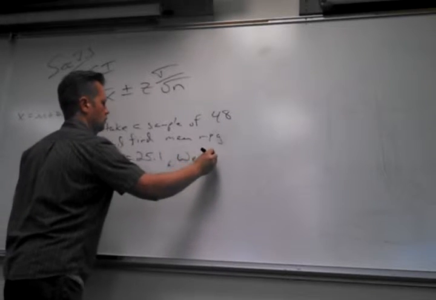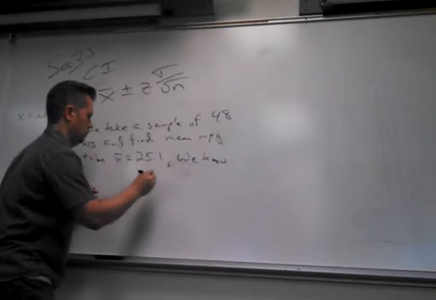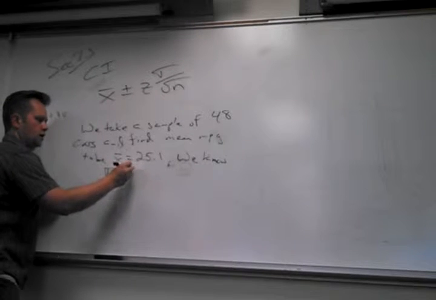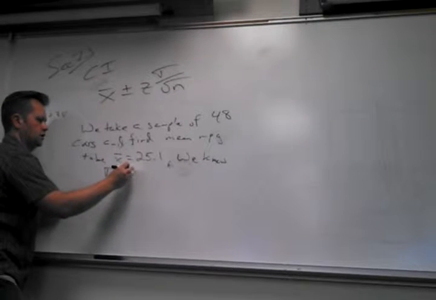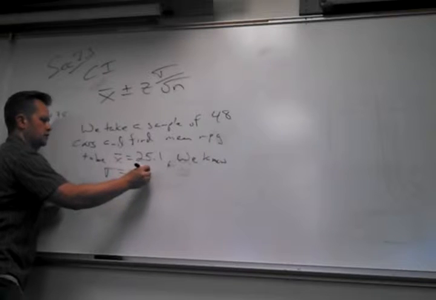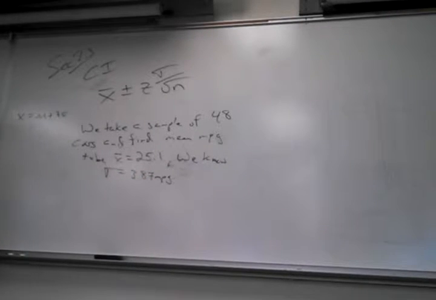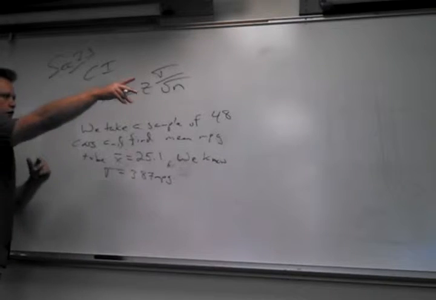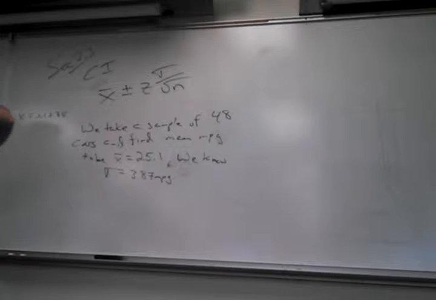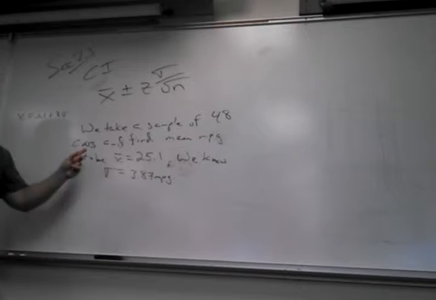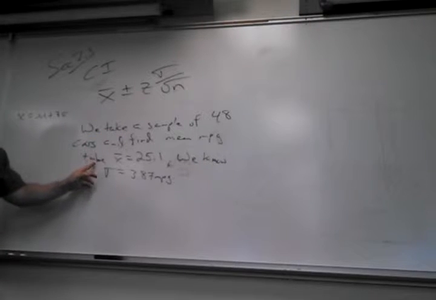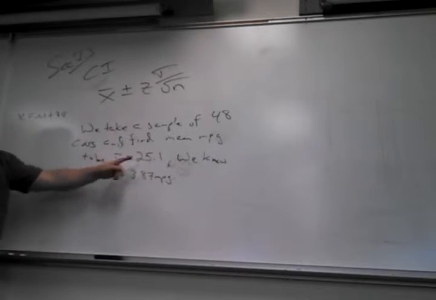We know sigma is, what do you want to say, Jeff? Say it, 3.87 miles per gallon. So we take a sample of 48 cars because you want to see what the gas mileage is. It's just 48 randomly selected cars, right? Not SUVs, just cars.